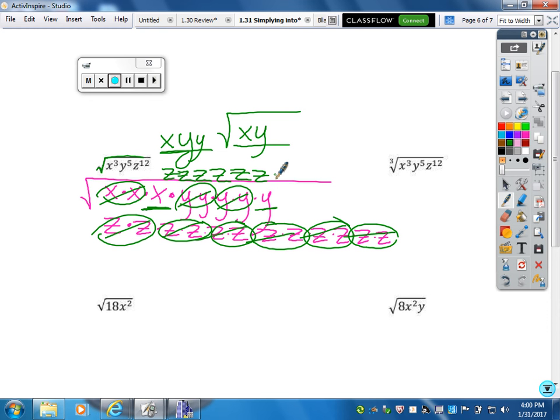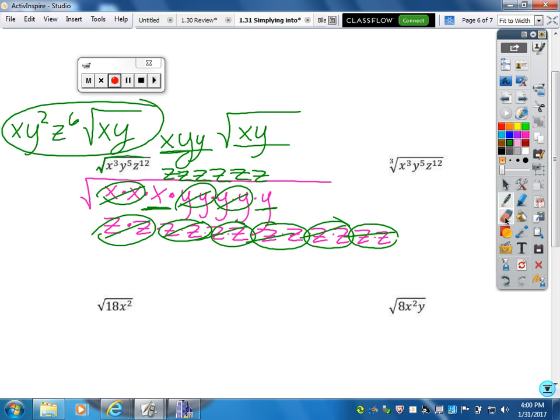Now I don't want to write it like this. This is a mess. So what I should write instead is I have an x, I have 2 y's, I have 6 z's, and what I wasn't able to get out was an x and a y. So that would be my final answer.